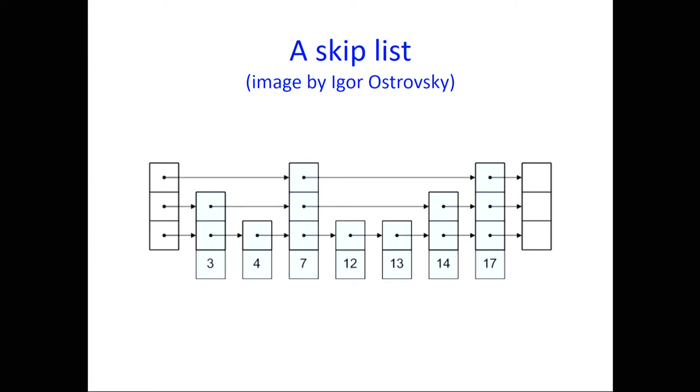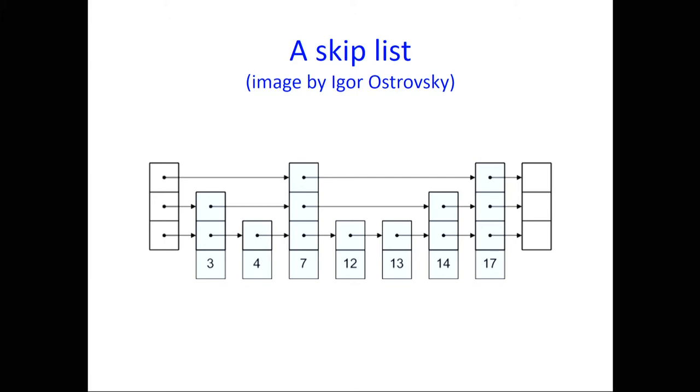So to search in this structure, you start out at the top left, keep going until you overshoot. Suppose we're searching for 13. We go to 7, we need to go farther. 17 is an overshoot. Back up, go down a level, go to 14, that's an overshoot. Back up, drop down to 7, 12, 13, we found our item.